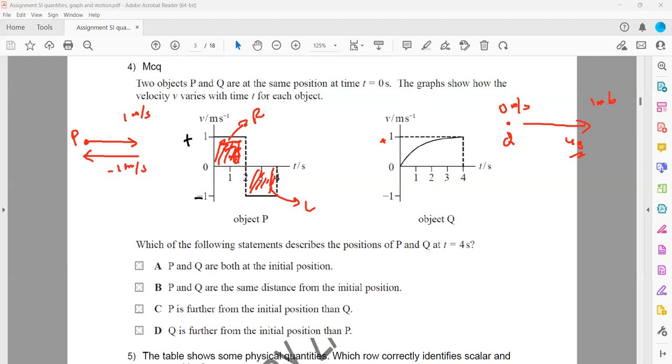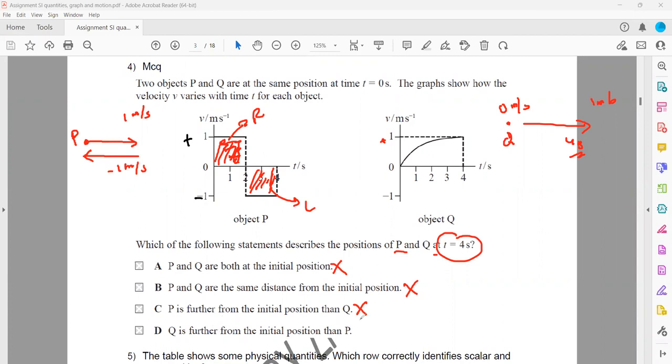Now we have to check the options, which one matches with the description. Which of the following statements describes the position of P and Q at 4 seconds? Both at the initial position, that's wrong, because P is at the initial position, but not Q. P and Q are at the same distance from initial position, that's also wrong. P is actually at the origin and Q has covered some distance from origin. P is further from the initial position? P is not further, as it returned back to the initial position, the origin. So P's displacement is 0.